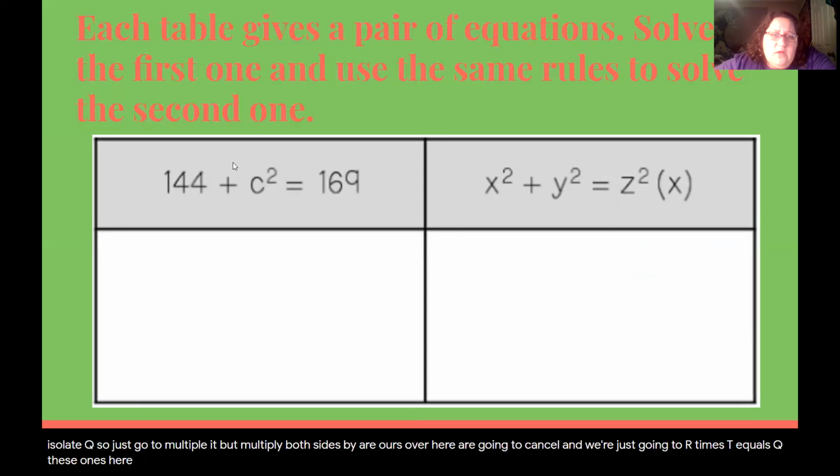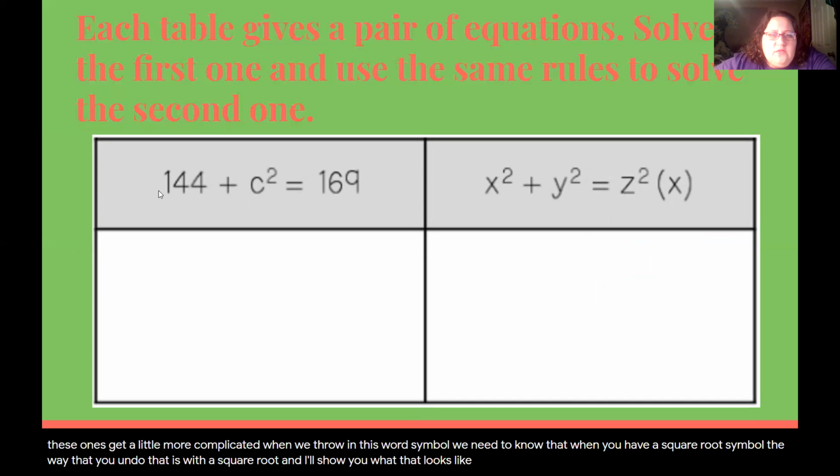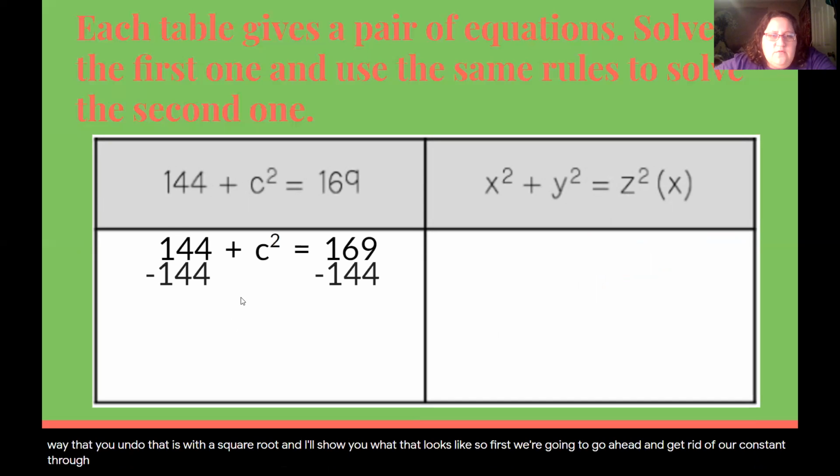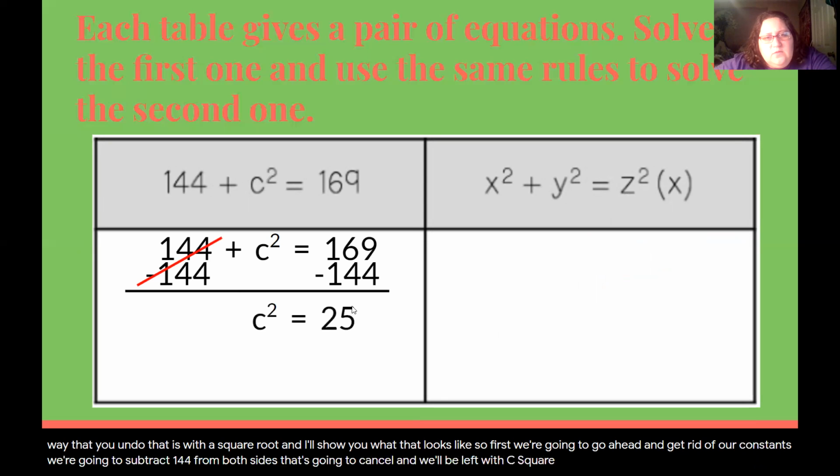These ones get a little bit more complicated when we throw in the squared symbol. We need to know that when you have a squared symbol, the way that you undo that is with a square root. And I'll show you what that looks like. So first, we have to get rid of our constant. We're going to subtract 144 from both sides. That's going to cancel. We're going to be left with c squared equals 25.